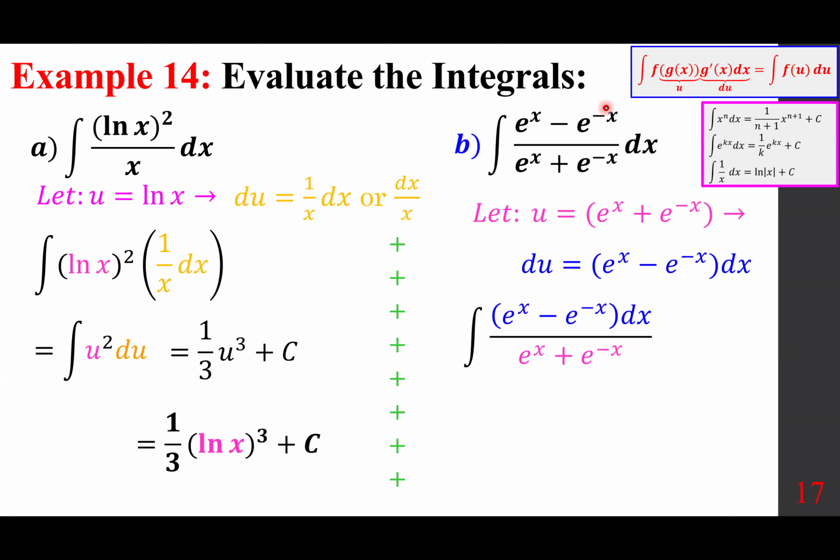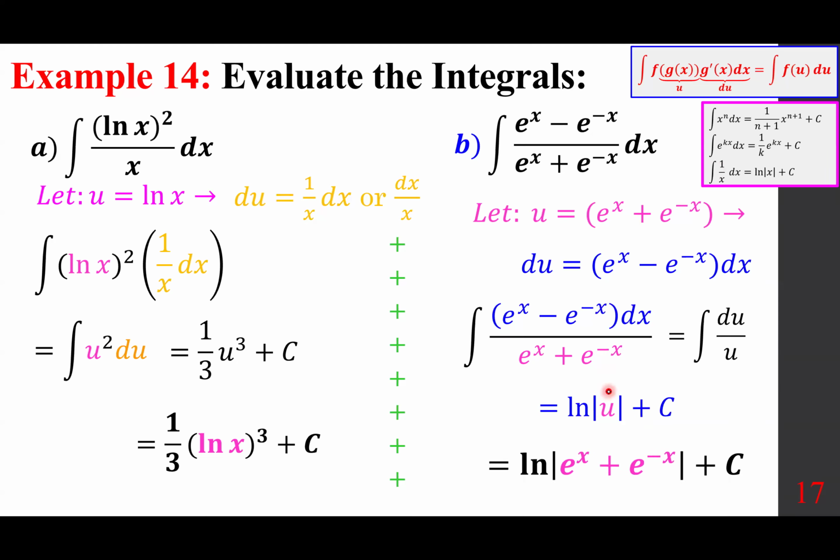And this is simply du over u, which is again a simple case of a natural log as the answer. So ln of absolute value of u and a constant, replace the u, ln of e to the power of x plus e to the power minus x plus c. Whether you have an absolute value or not makes no difference because this expression is positive.